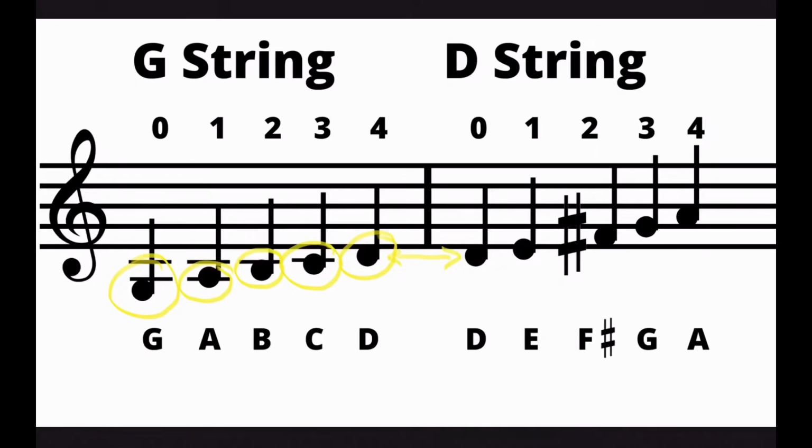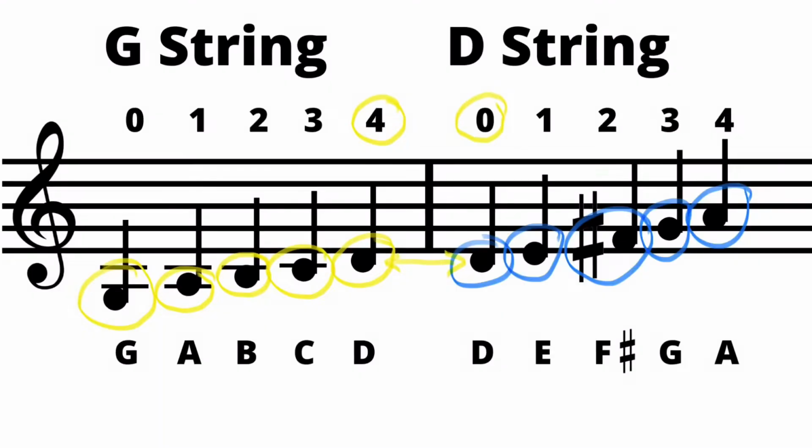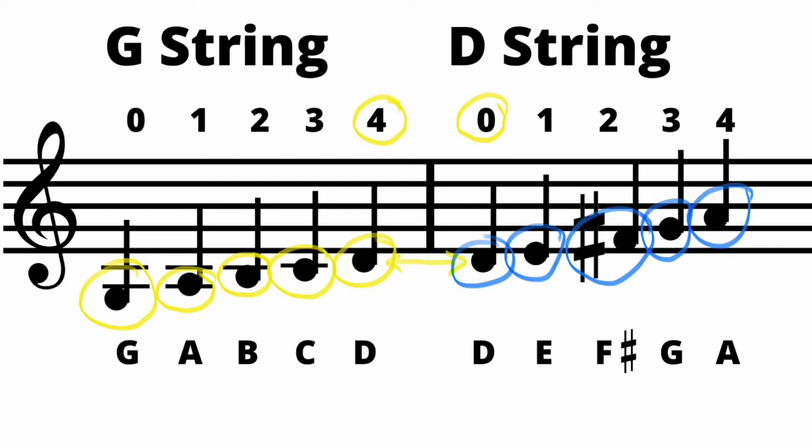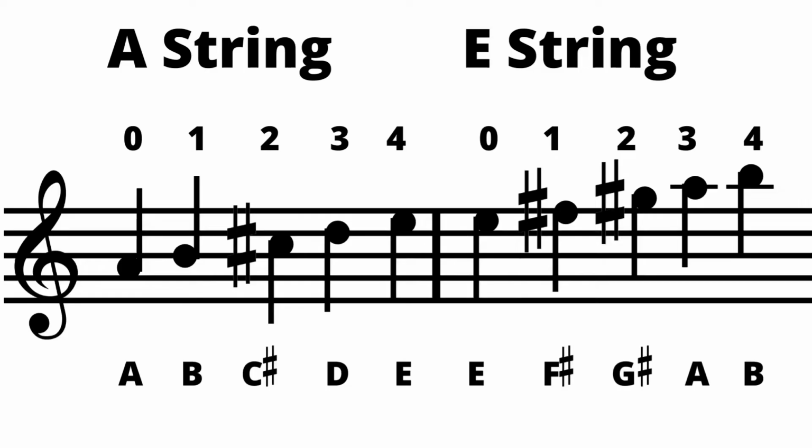This time, however, looking at the numbers up above, you will see that fourth finger on the D string creates the same note as the open D string. We then climb up the D string in the same way, placing one finger after another. Open D, first finger E, second finger F sharp, third finger G, fourth finger A. And again from the A string, climbing up one step at a time, one finger at a time, with our alphabet letters, climbing up as we go higher in pitch.